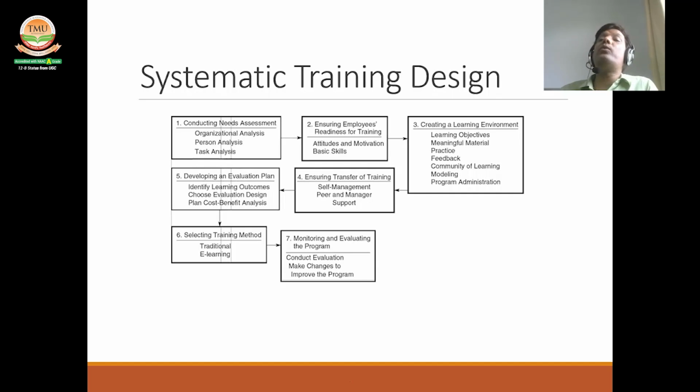And for this, you have to identify learning outcomes. What are the learning outcomes of your training? Choose evaluation design: how you will be evaluating, which design you will be following. Plan cost benefit analysis: the plan and the cost involved and the benefit derived. The relationship between cost and benefit. If you have invested the money, whether you have derived the same percentage of benefit or not.